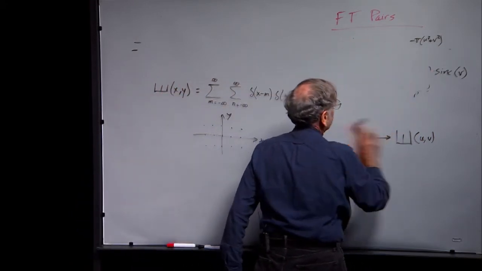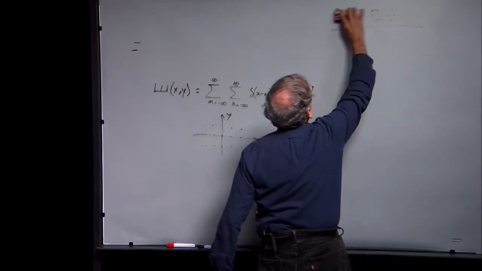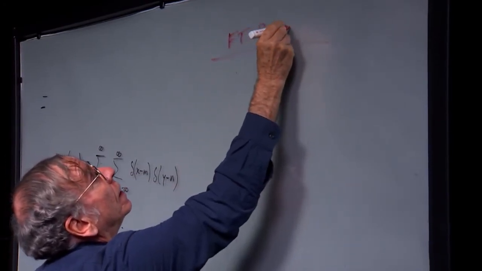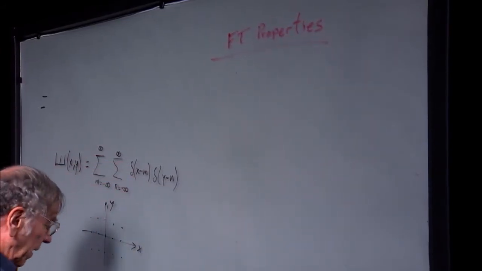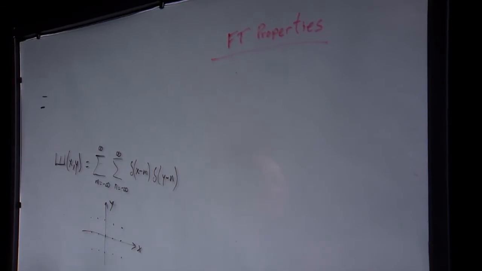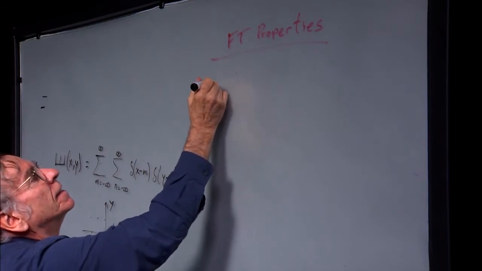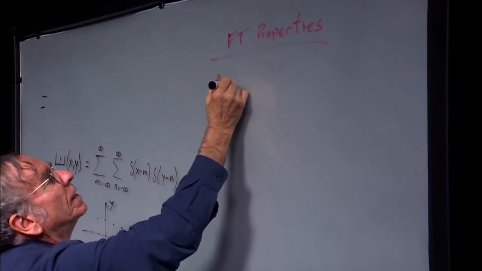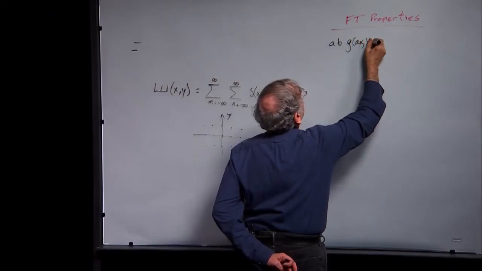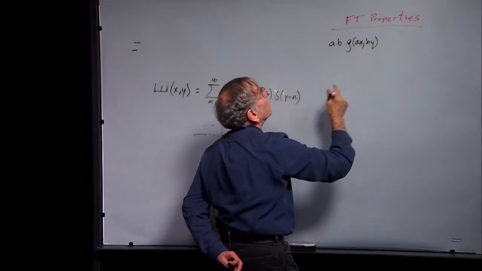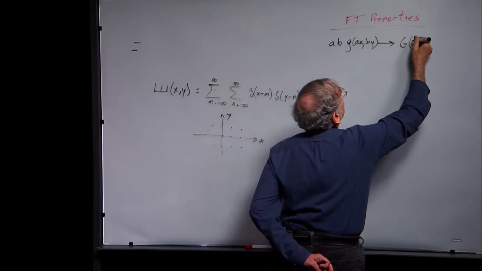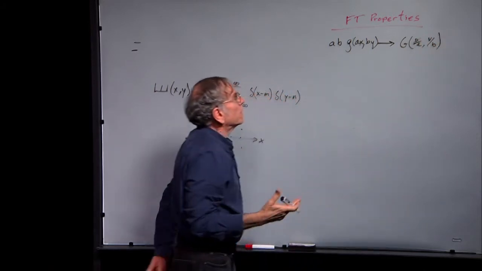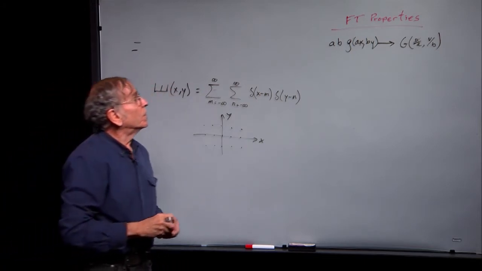The properties are interesting because there are a couple of new properties that are made possible by the fact that we're working in 2 dimensions. The first one is the scale property, and it's really pretty close to what we had before. If we make our function of x and y narrower, so we have g of ax, by, so if a and b are large numbers, then this becomes very narrow in those places. That transforms to G of u over a, v over b.